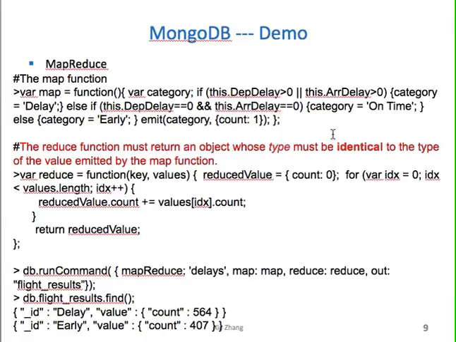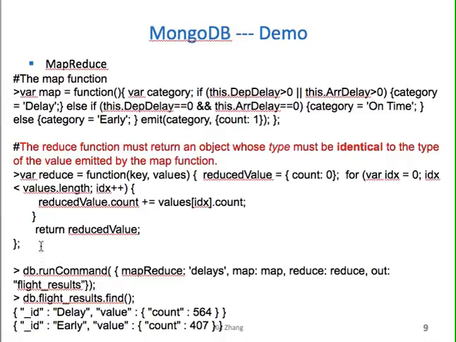MongoDB also provides the MapReduce feature. It's very easy to use. You just provide the map function and the reduce function. You want to be careful that the reduce function must return an object whose type must be identical to the type of value emitted by the map function, otherwise your results will not be correct.